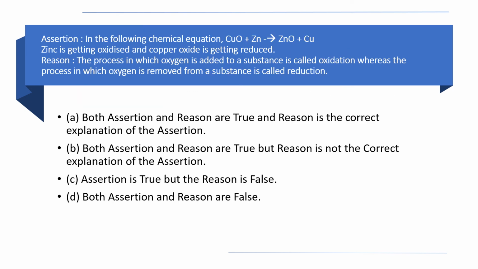Moving to the second last question, I think. We already discussed this chemical reaction: CuO plus Zn gives ZnO plus Cu. Zinc is getting oxidized. Oxidation means oxygen addition. Copper oxide is reduced, of course, copper is getting reduced. Copper oxide gets reduced to copper and zinc gets oxidized to zinc oxide. Very good. So the assertion is true.